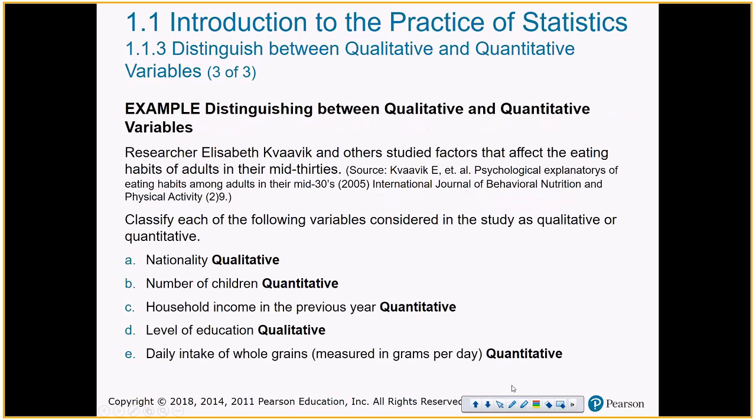They're breaking them up into classes or level of education. That would be qualitative. High school, associates, bachelor's, master's, doctorate, okay? 5 categories. There might be certificate in there, 6 categories. Daily intake of whole grains. That would be quantitative because you're measuring.